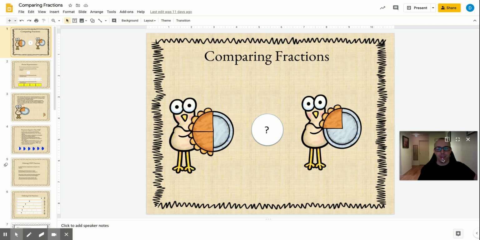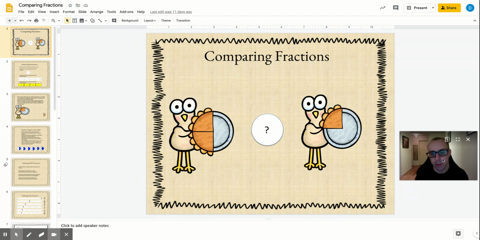Good morning, everybody. Today we are going to be moving on in our math, moving from equivalent fractions, where we were looking at fractions that are equal to each other, and now we are going to be comparing fractions. We're going to be seeing if fractions are greater than, less than, or equal to each other.